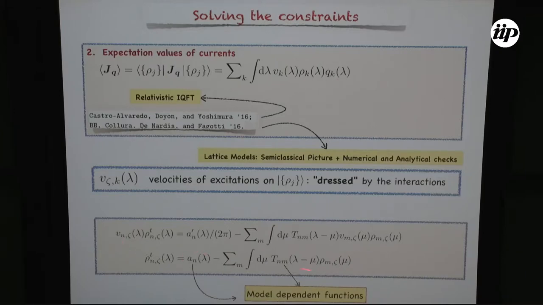And these a and T are just some model-dependent functions. But basically, the idea is that the particle is moving, and since there is interaction, its velocity gets changed by the presence of other particles. Okay? If there are no other particles, this rho here is zero, so it gets cancelled, then it's just some constant number. But when other particles are present, then the value of the velocity changes. It gets modified by scattering with the other quasi-particles. This T is really the scattering kernel.